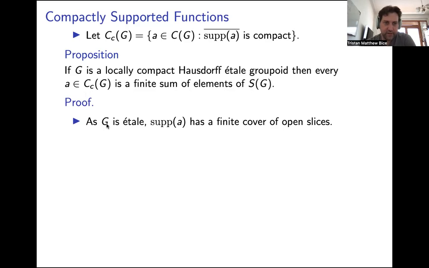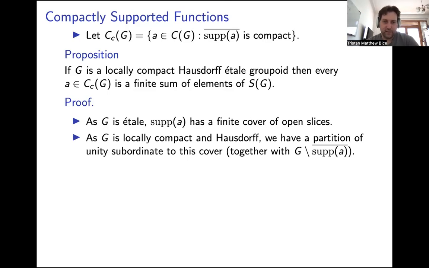So the proof is very simple. As G is étale, remember you have this nice basis of open slices. In particular, we can cover the closure of the support of A, which is compact, by finitely many of them. This is just the definition of compactness. At each point you have an open slice containing that point, so you can cover it with all these different open slices. But by compactness, you can replace that with a finite subcover. And if it covers the closure, of course it covers the support itself.